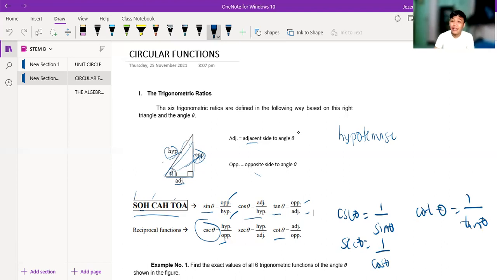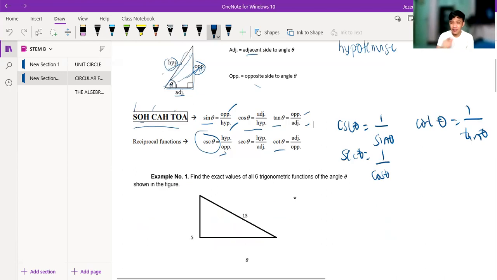So let's do an example. Example number 1. Find the exact value of all 6 trigonometric functions of the angles shown in the figure. We have a figure below. Here is the angle. This is phi.